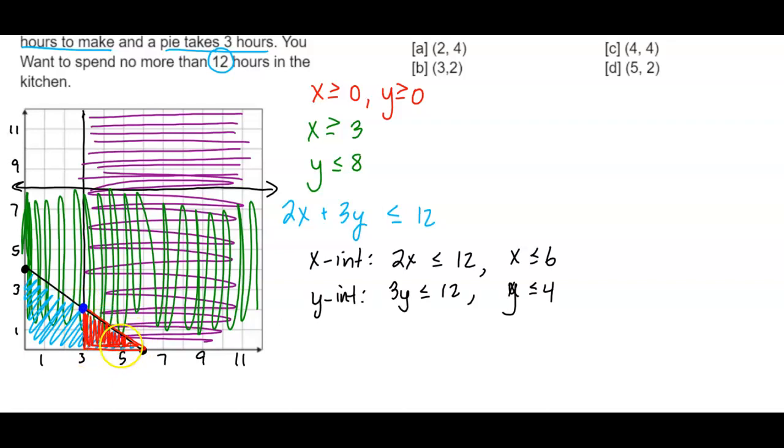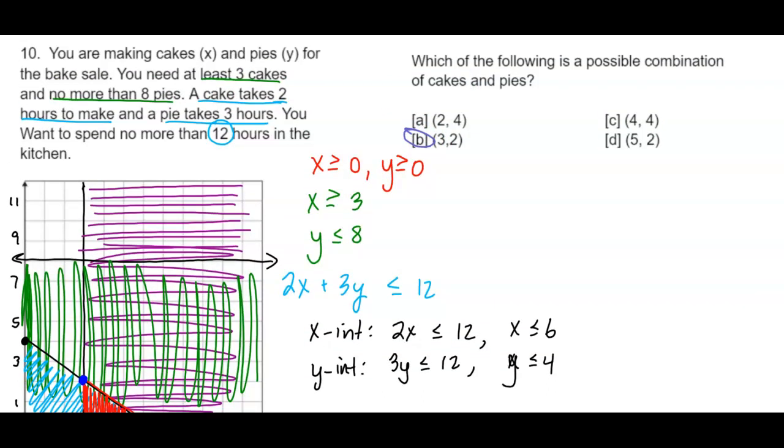So it looks like B is the answer, but let's just verify. Let's just double check them all just to be on the safe side. So I'm going to go ahead and pretty much say that it's B, but let's look at C. C is 4, 4. If I go over 4 and up 4, that's not in the triangle. Let's try 5, 2. Over 5, up 2, also not in the feasible region. So as we expected, the answer is B. A possible combination is 3 cakes and 2 pies.